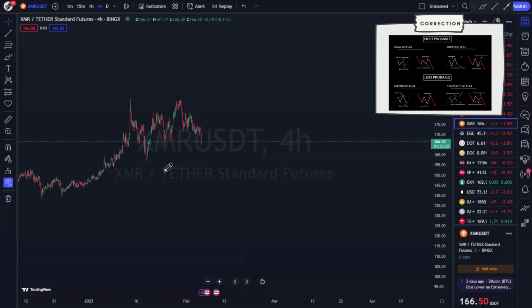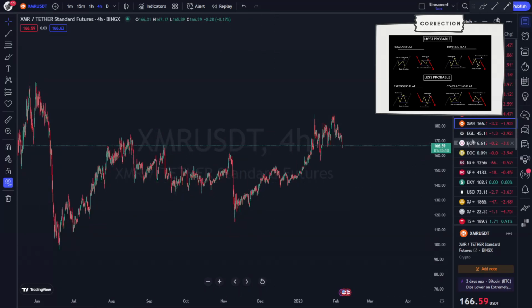So since right there you broke under that trend line, this is most likely going to drop and break that low, and whenever it happens, this will complete a regular flat for another push up. So this will be a great opportunity to buy right there and take profits. So I think this will happen for XMR at least during the week.